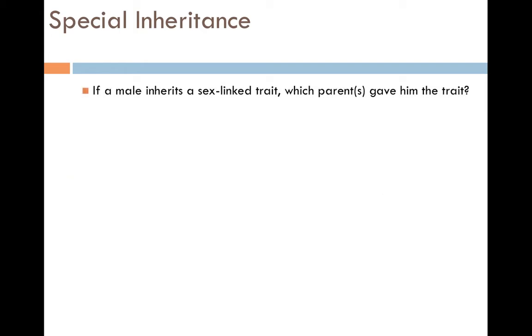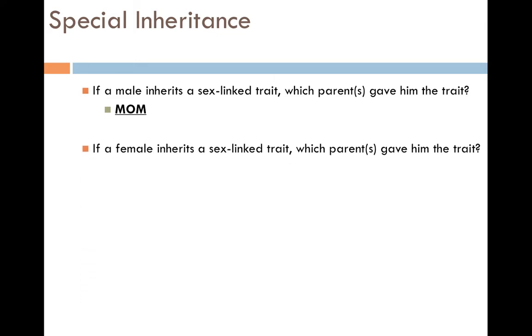Okay, think about this. If a man inherits a sex-linked trait, and if we know that sex-linked is on the X, which of his parents gave him that trait? Because he has two parents. If he inherits a sex-linked trait, which parent gave him that trait? If you were thinking mom, then you're correct because he got his X chromosome from his mom.